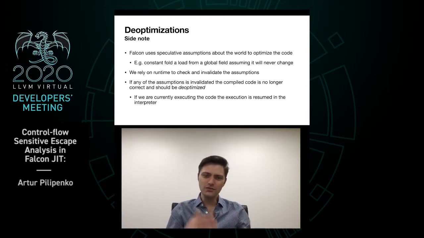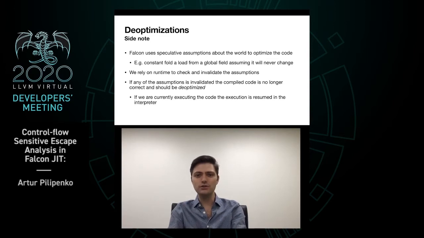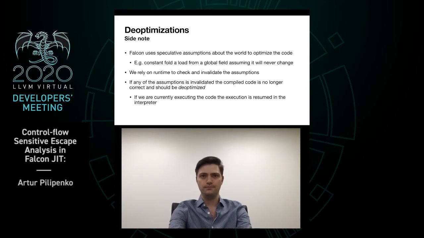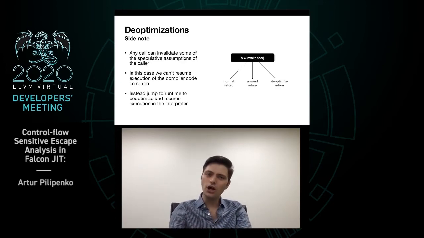And if any of the assumptions were invalidated, the compiled code is no longer correct and should be deoptimized. And if we were currently executing the code when invalidation happened, the execution should be resumed in the interpreter. So any call we have in compiled code may invalidate some of the speculative assumptions of the caller. And in this case, on return from the call, we cannot simply resume execution of compiled code. We need to jump to runtime and resume execution in the interpreter. So any call, in addition to normal return and unwind return, would have an implicit deoptimized return.